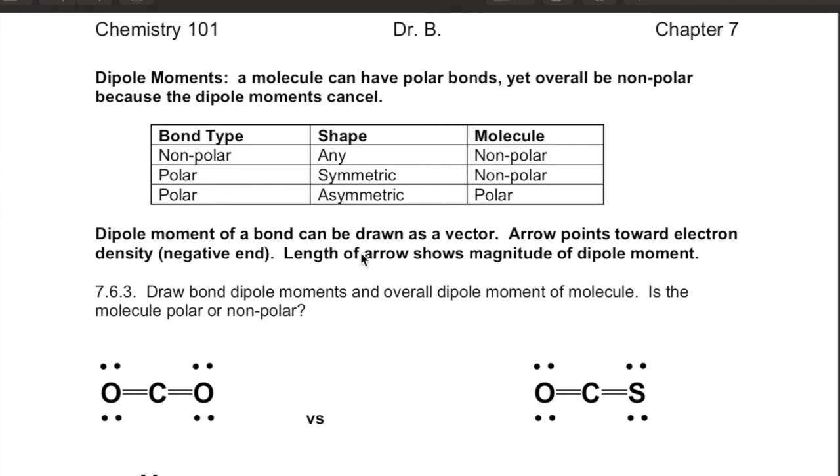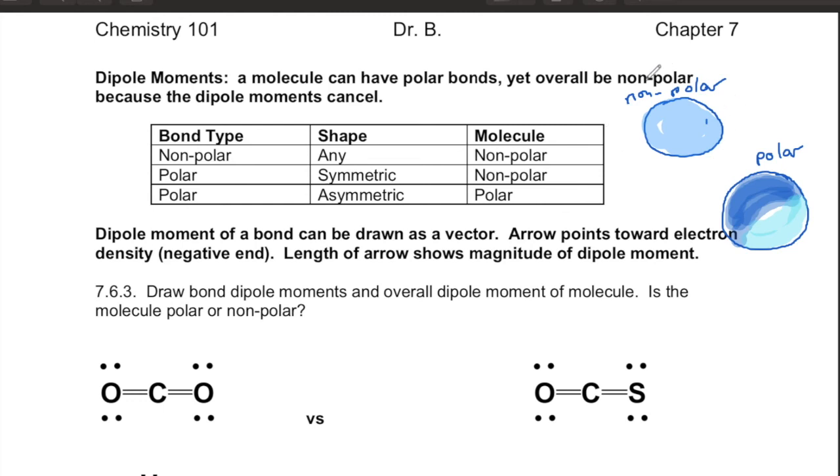We already have covered polar versus nonpolar covalent bonds. However, a molecule can have polar bonds and still be a nonpolar molecule if it's a symmetric shape. So if a molecule has all nonpolar bonds, then all of the electrons are evenly distributed around that molecule. And so no matter what shape it has, it's not going to be a polar molecule. By polar molecule, we mean that one end of the molecule has a little bit more negativity than the other.